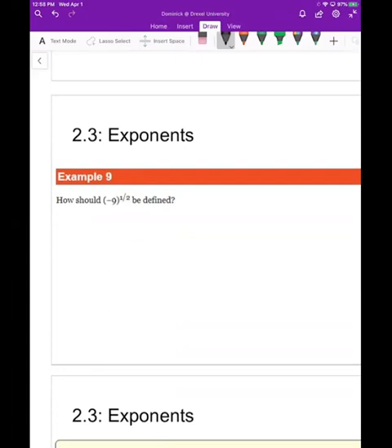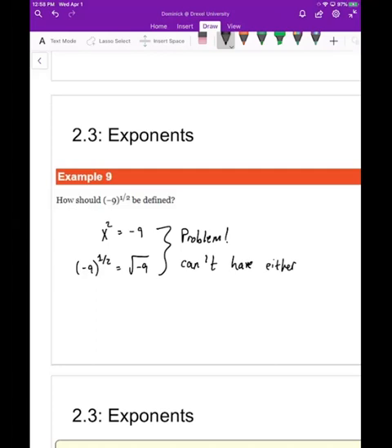All right, what about negative 9 to the 1/2? Well, this is the number that if I square gives me negative 9, or if I convert negative 9 to the 1/2 into this form, it should be the square root of negative 9. Of course, this is a problem because you can't square something and get a negative number, and you can't take a square root of a negative number. So you can't have either of these, and this is your undefined case.